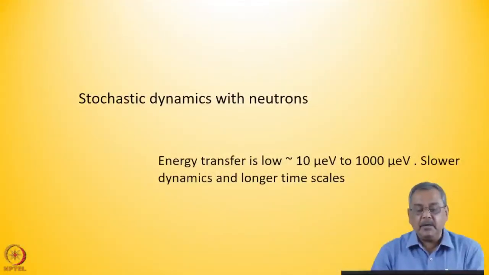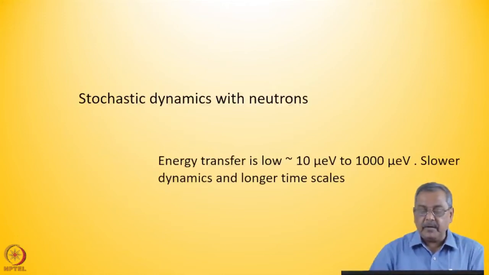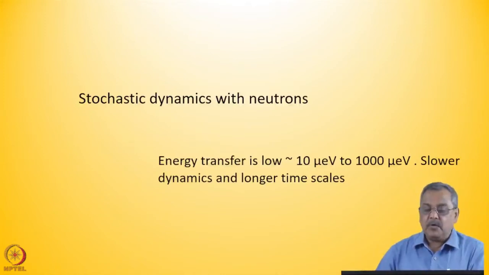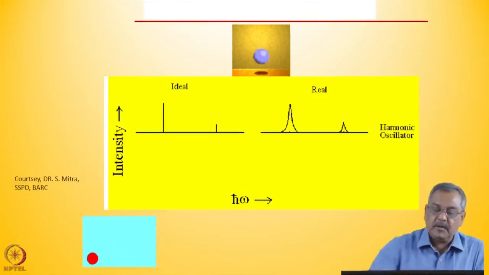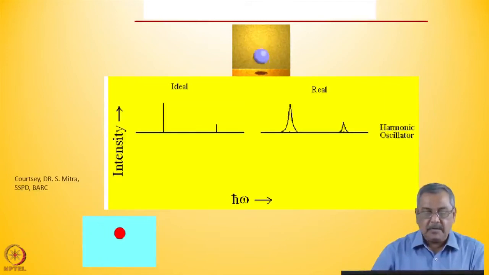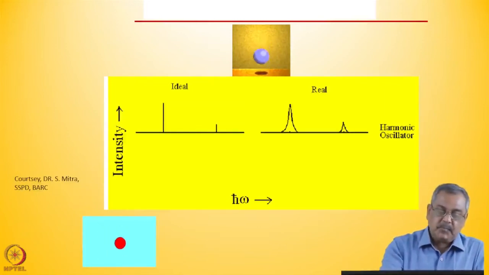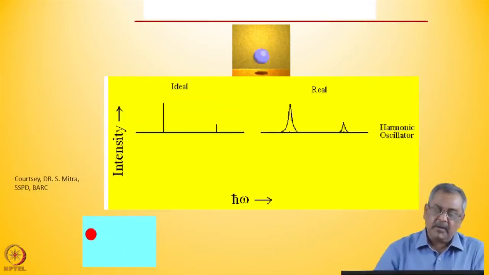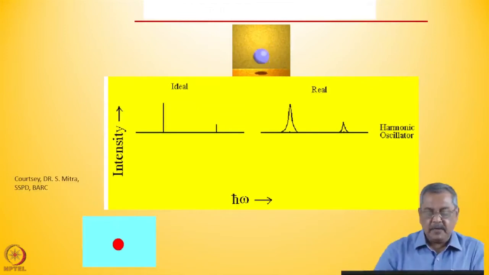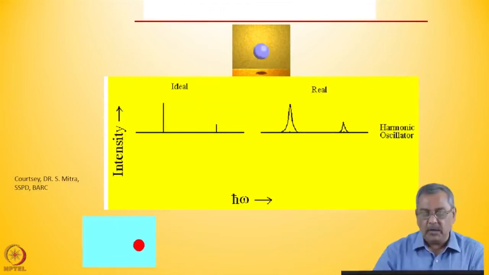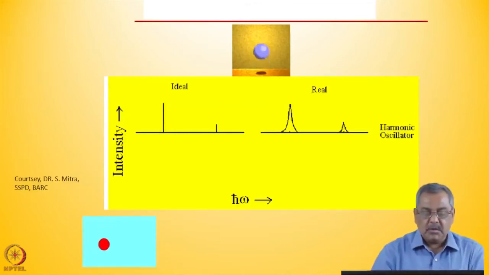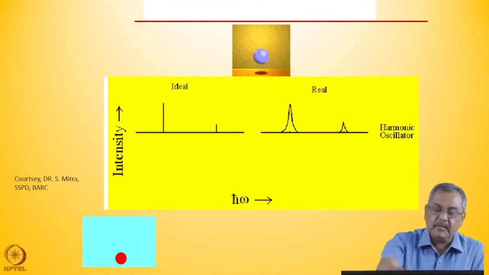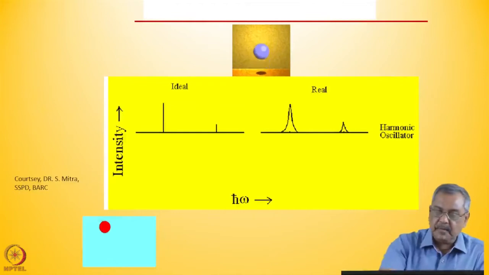So now I will continue with inelastic neutron scattering for stochastic dynamics with neutrons. Now here by stochastic dynamics, what I mean is this: a ball bouncing from the ground is a periodic motion. Whereas, let us consider a hydrogen atom diffusing, let us say, in H2O, in water. This motion is stochastic. We know it as Brownian motion. The difference between the two is that this is periodic motion, this is a stochastic motion.